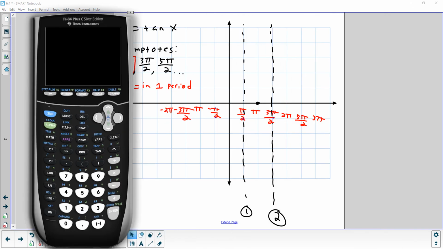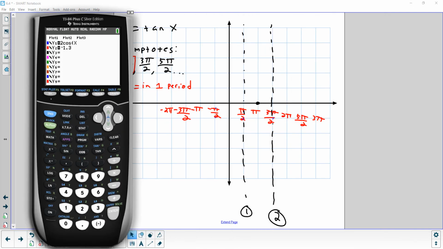All right, so let's put in tangent. Actually, we don't even really need the table. We could just type this in by hand, but that's fine. So asymptote number 1 is pi over 2. That's kind of a weird number.